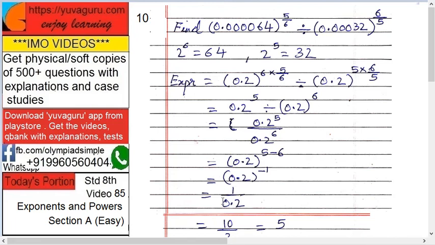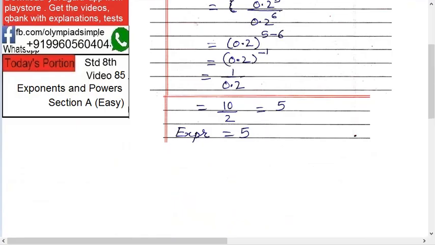But you can convert this also again. Remove the zeros. So it will be 10 upon 2. Right? 5. So that is 5.